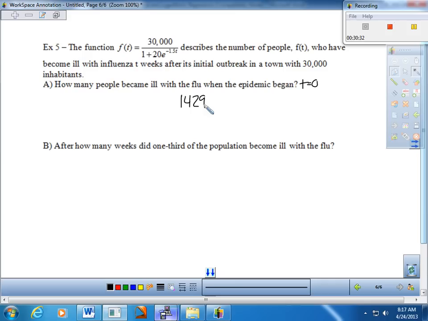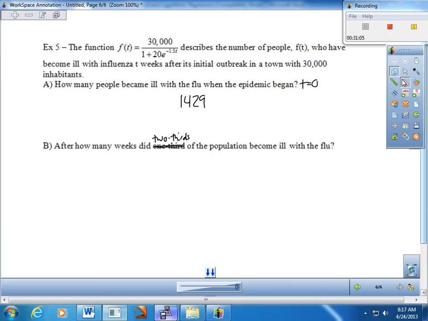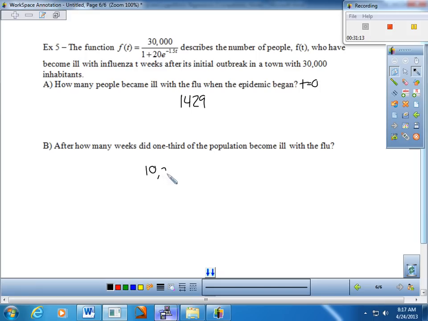Okay, very cool. Letter B. After how many weeks did 1/3 of the population become ill with the flu? You know what, actually, let's just change this now that I'm looking at the numbers here. Guys, let's change this to 2/3 if that's all right with you. There we go. So 2/3 of the population become ill. So that would be 20,000. Actually, no, I stand corrected. Let's go back. Let's just do the 1/3. There's no reason not to. Okay, so 1/3 would be 10,000 there. That's fine. I was thinking of something else there, but this should work just as well.